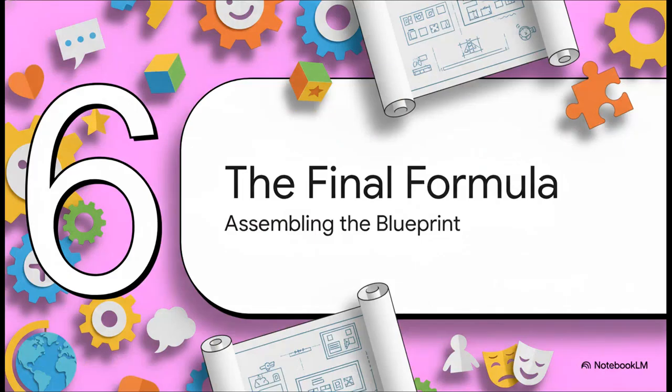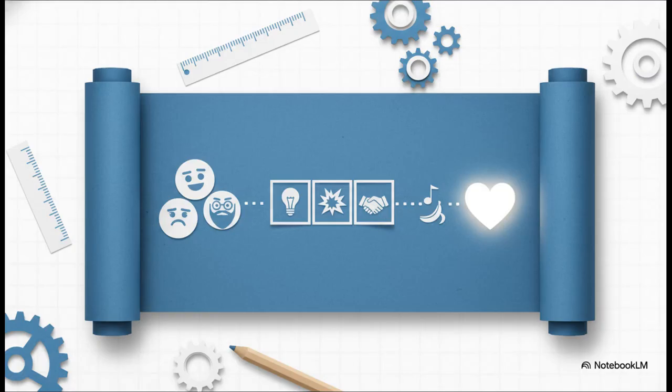So, after deconstructing the world, the characters, the plot, the comedy, and the heart, what does the final blueprint actually look like? Let's put all of the pieces together. So the Bongo Blueprint is this powerful and totally repeatable formula. You start with simple, lovable character types.